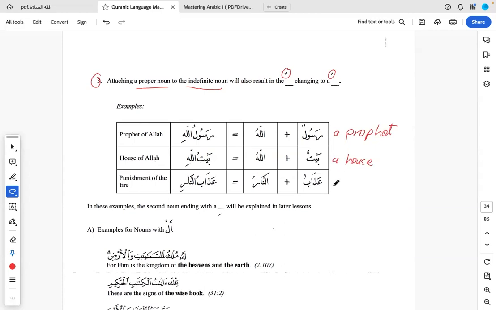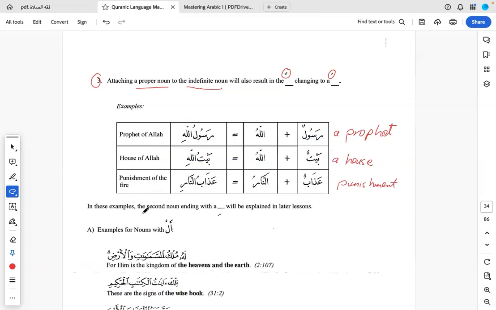طيب عذاب, punishment. عذاب النار. As you can see, عذاب النار, after we got rid of the tanween at the end of Rasulun, Baytun, عذاب, we're having only one haraka, only one dhamma now, and we would say عذاب النار, punishment of the fire.